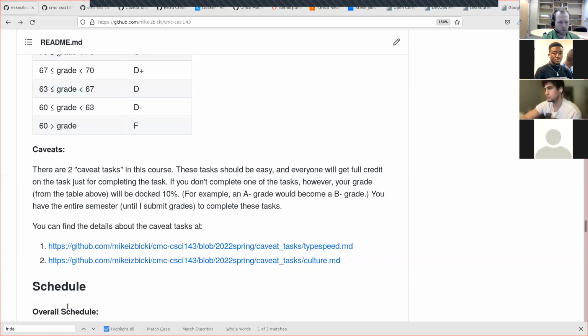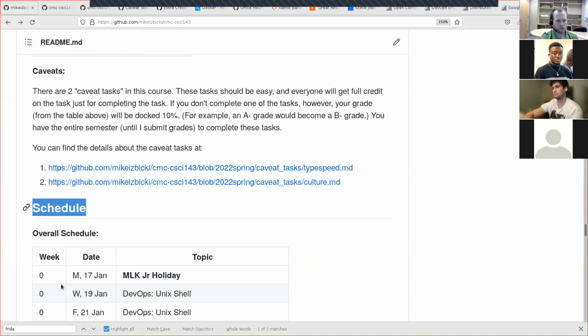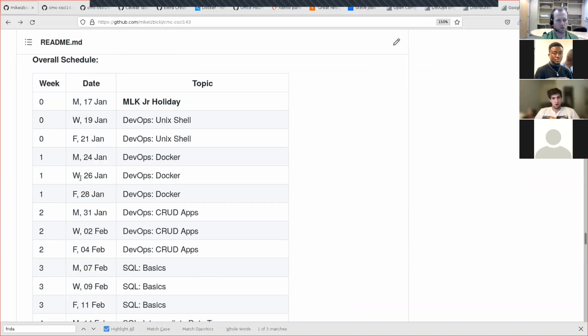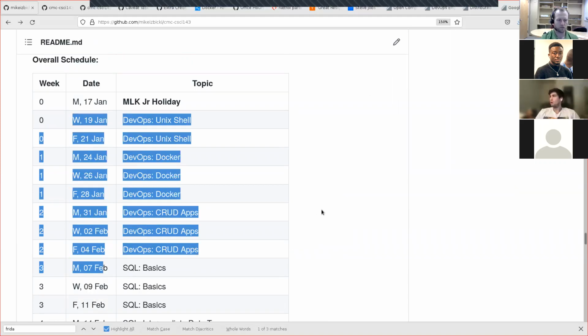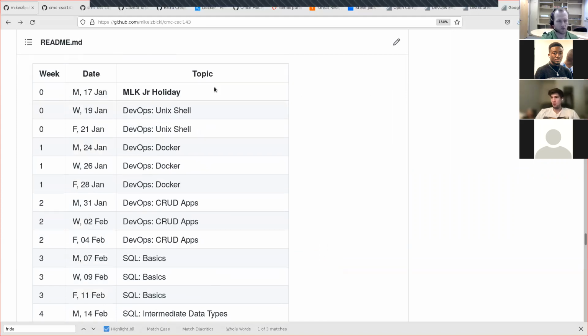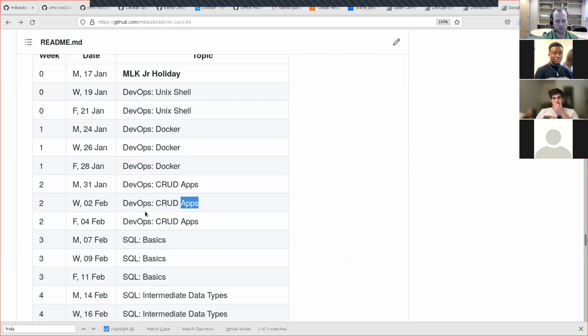Okay, so next is the schedule for this course for this semester. The schedule is going to be a little bit complicated. What I have listed here is a tentative schedule of what I consider to be on track for us this semester. We'll be spending the first 3 weeks building up through this idea of DevOps.